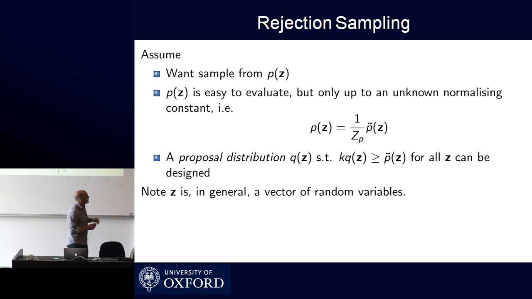So let's say we want to sample from P. P is easy to evaluate, but only known up to an unknown normalizing constant. And let's also assume that we have some proposal distribution Q such that some constant K times Q is greater than this unnormalized distribution for all Z. Okay? So we're going to design such a Q, and then we're going to end up sampling from Q and rejecting. Okay? So rejection sampling.